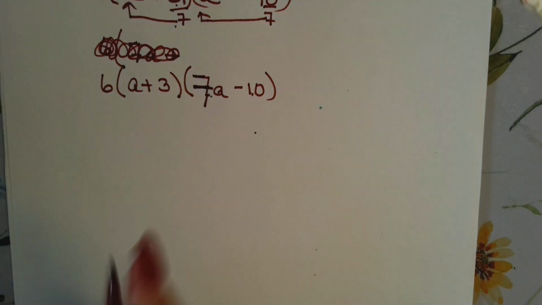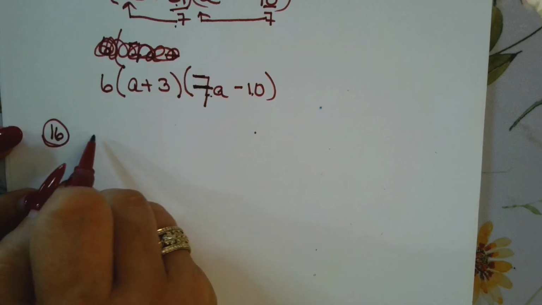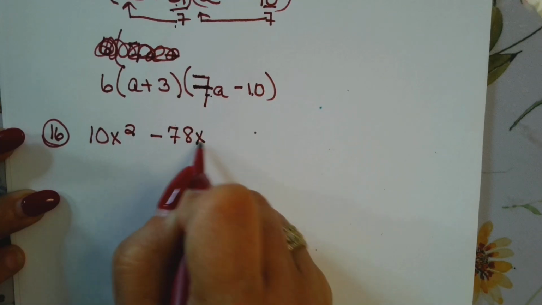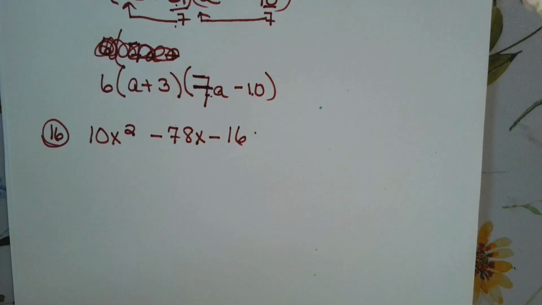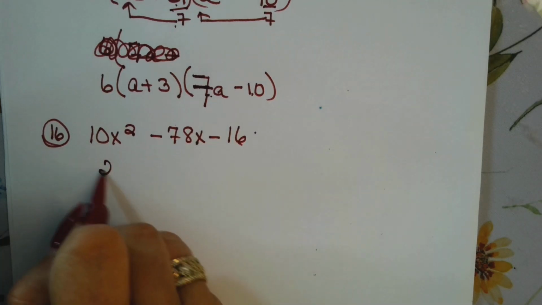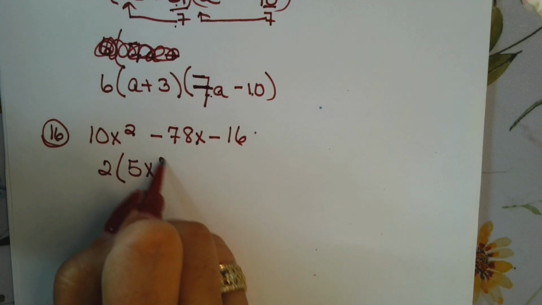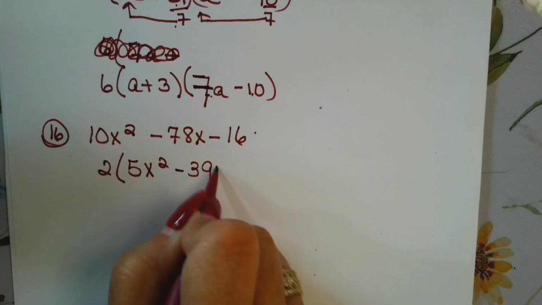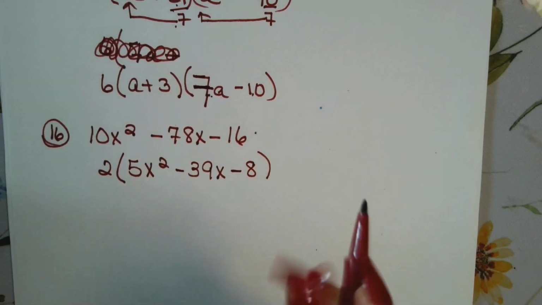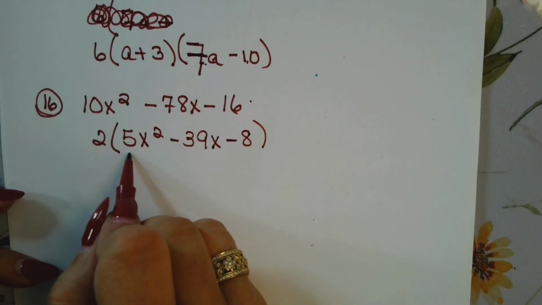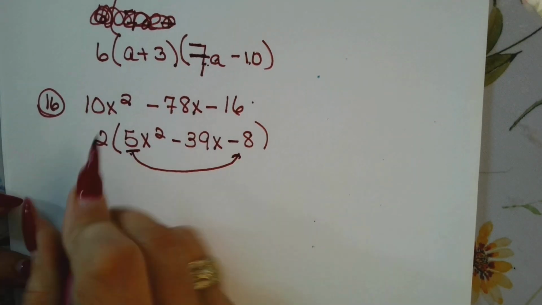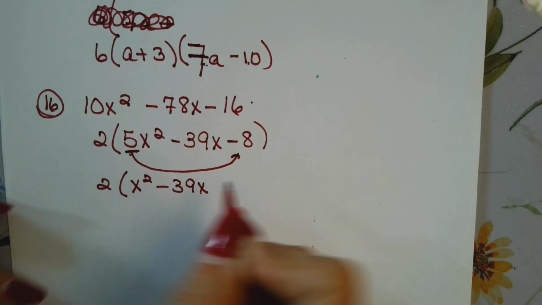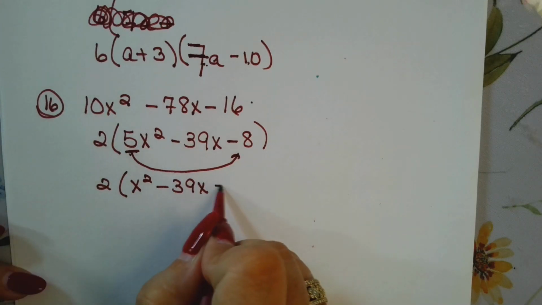All right, number 16. We have 10x squared minus 78x minus 16. So it looks like to me that 2 is going to be our greatest common factor. This is going to be 5x squared minus 39x minus 8. Again, you're going to have to take this and multiply it by that. So this is going to be 2 times x squared minus 39x, and then 8 times 5, that's 40. So this is minus 40.